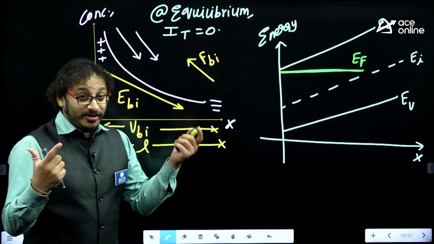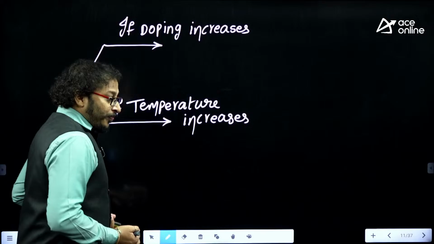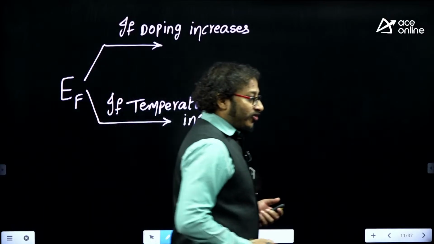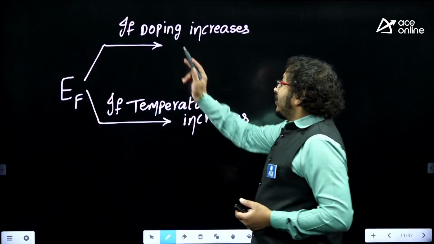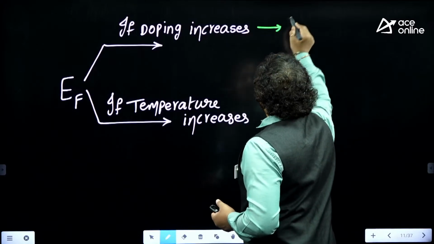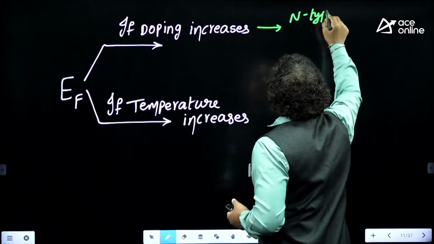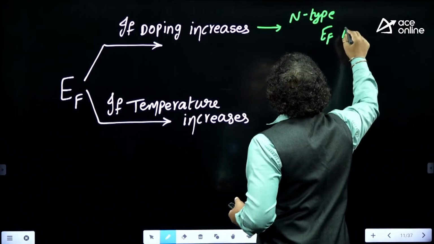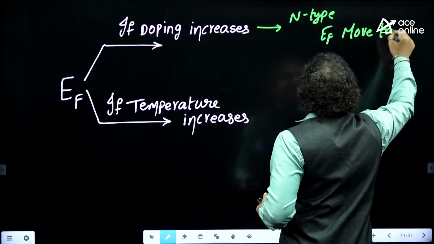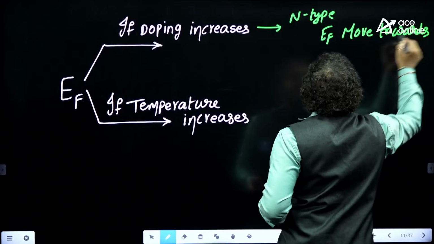So please take care. For example, if you recollect the concept of Fermi energy level, I believe you know that. If doping increases, I think you can understand. If I say N-type semiconductor, the Fermi level moves towards what, dear students? Conduction band.